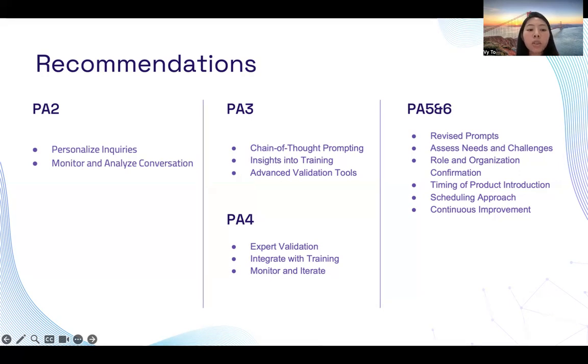And then for our PA4 recognition, we want to expand the dictionary by continuously updating and expanding the classification dictionary. Then we want to integrate it with training, using the insight to enhance the sales training program. After that, we want to continue to monitor and improve the classification approach.